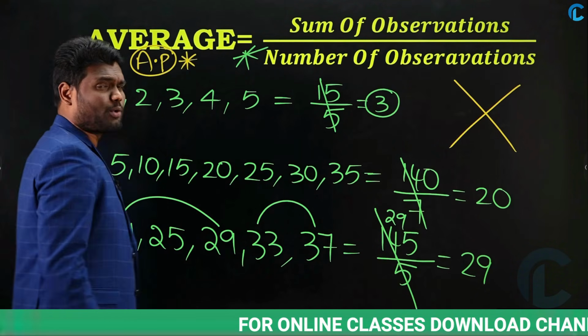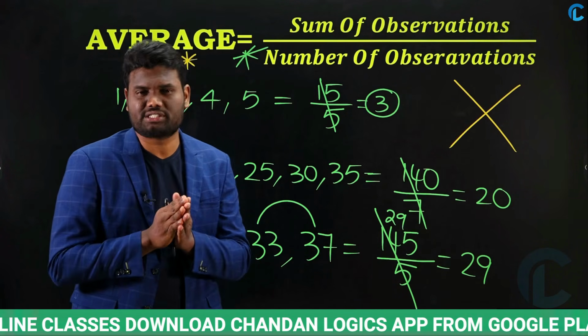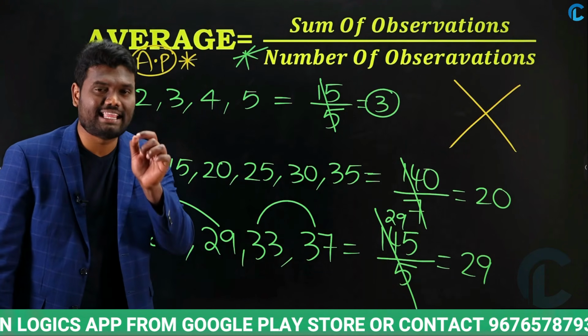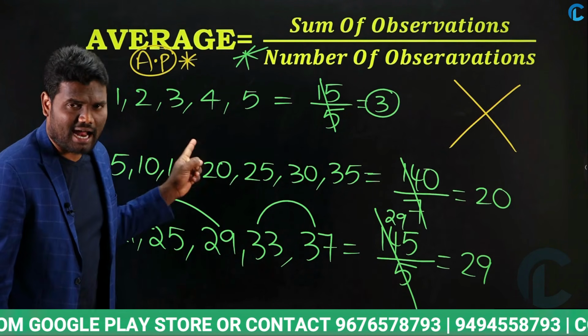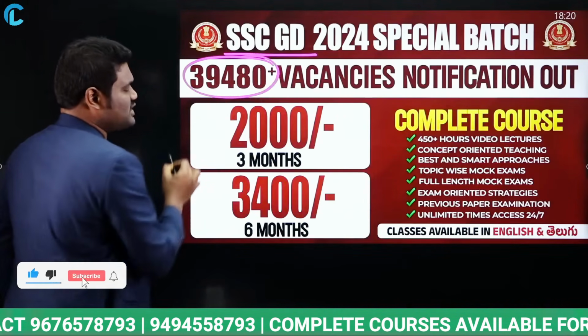when I say arithmetic progression, what do we mean by arithmetic progression? Arithmetic progression is nothing but if the series is having a common difference, then we can say that the series is in arithmetic progression.